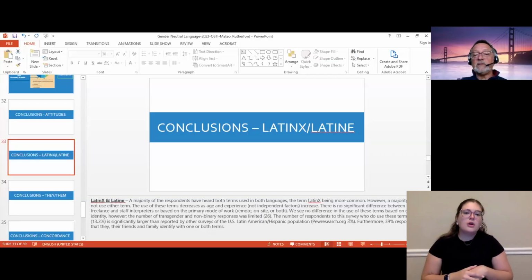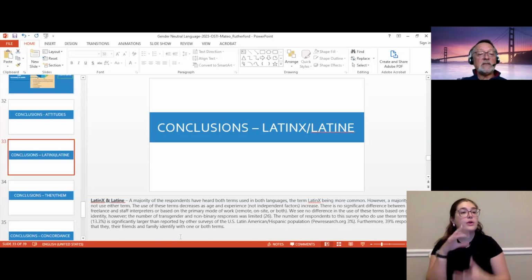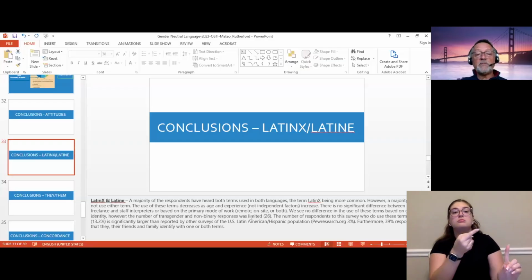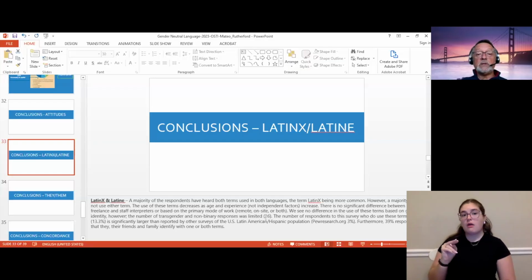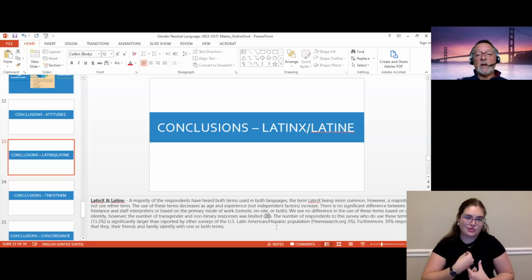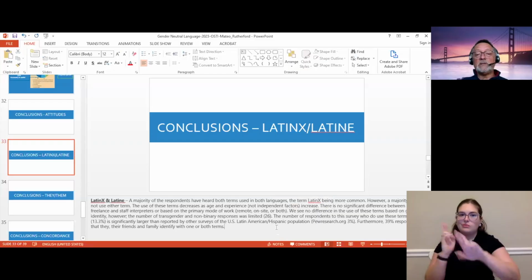And we see no difference in the use of these terms based on the gender identity of the interpreters. However, I do want to point out that the transgender and non-binary responses were limited. There were only 26 responses in that category. So that might be worth doing some additional survey investigations.